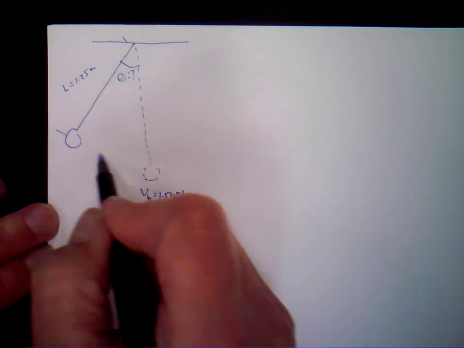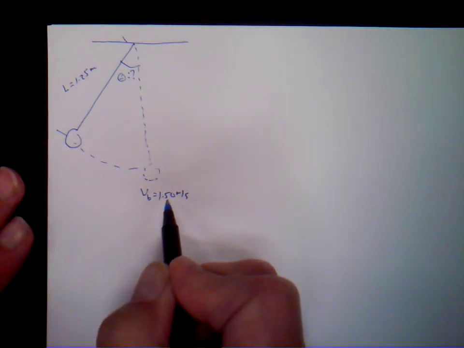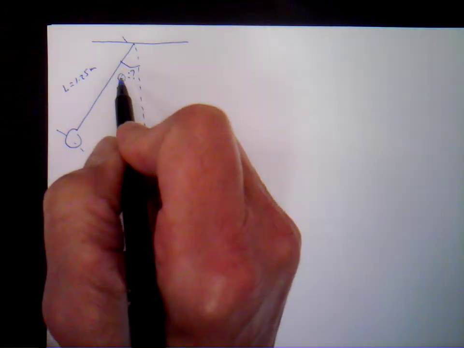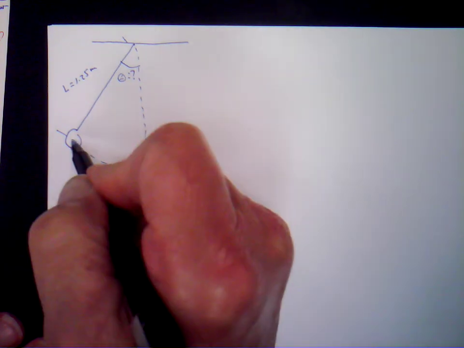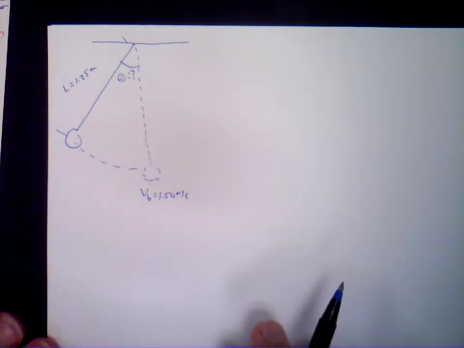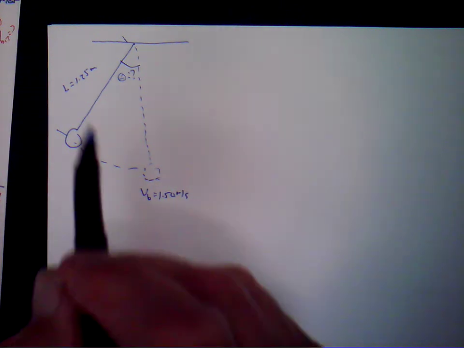This pendulum is going to fall and reach this bottom point, and it's going to be moving at 1.50 meters per second. We want to know what the angle of that pendulum was when it went from here to the bottom. At the bottom it is moving at 1.50 meters per second. Well, this is what we have.